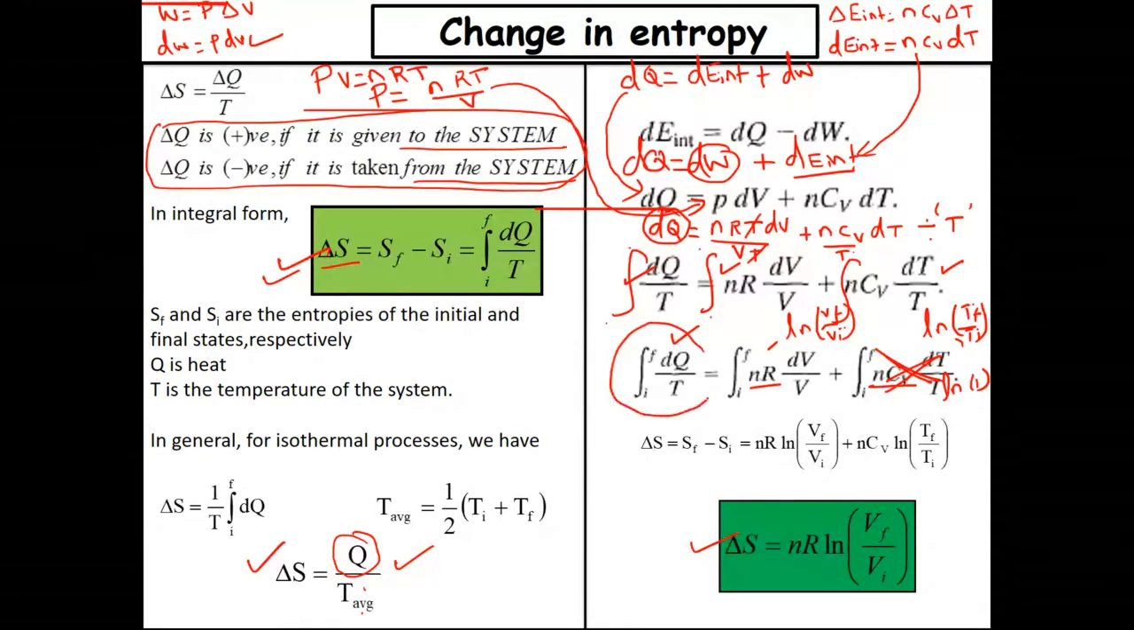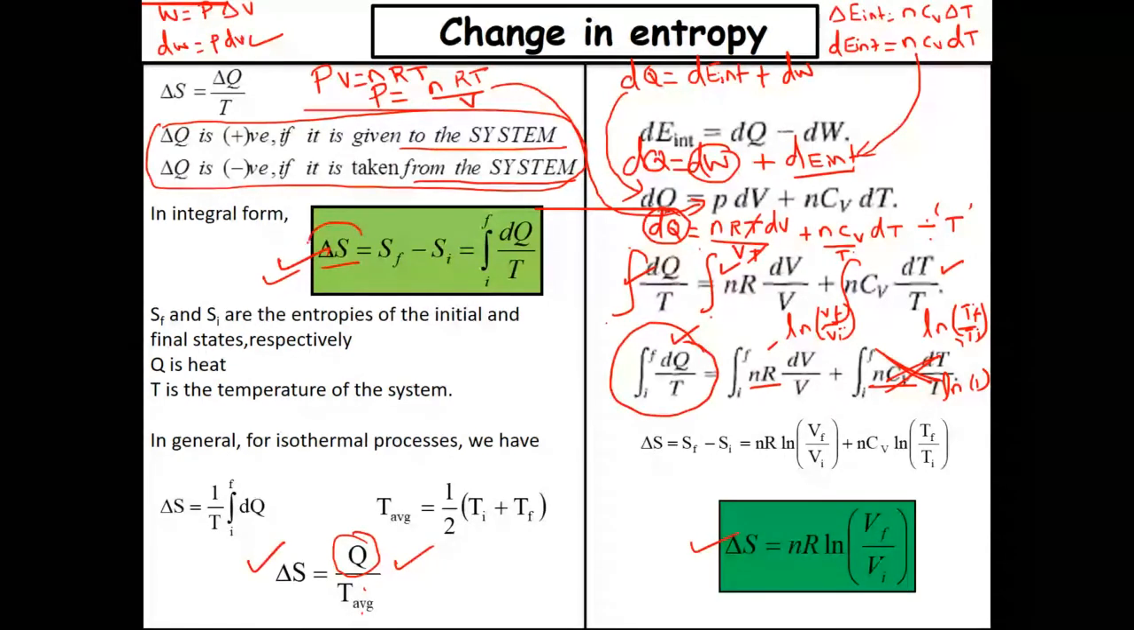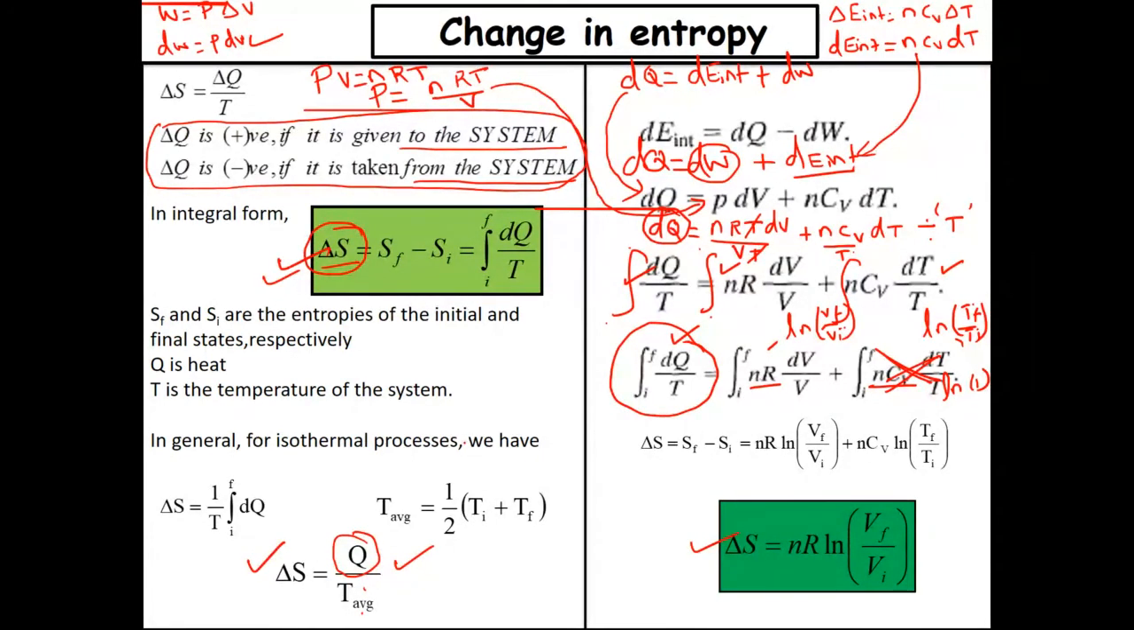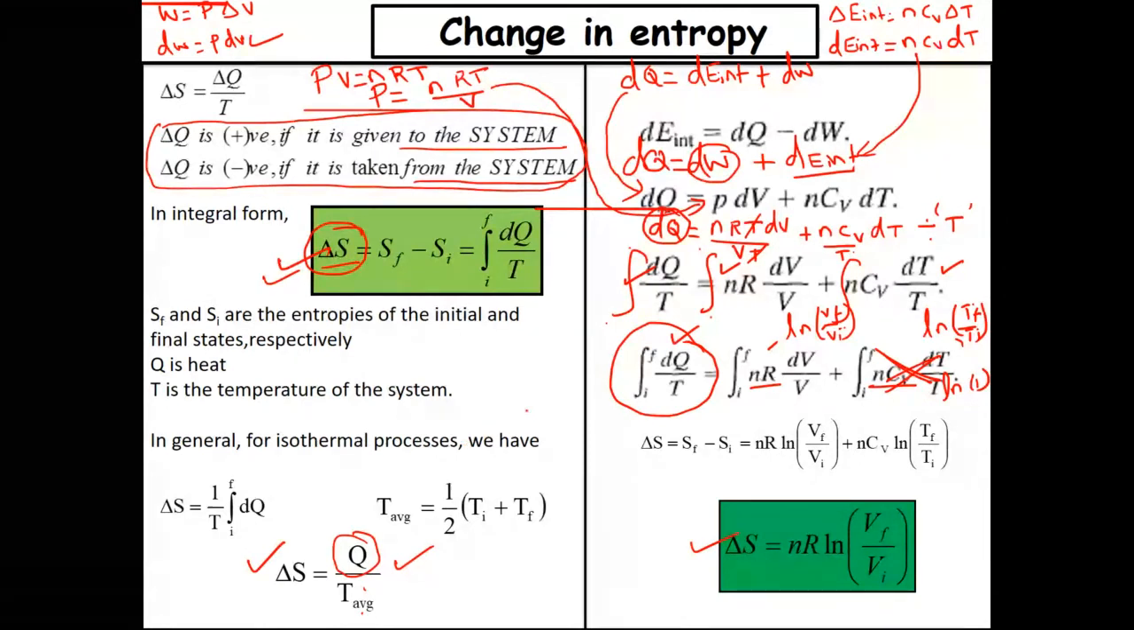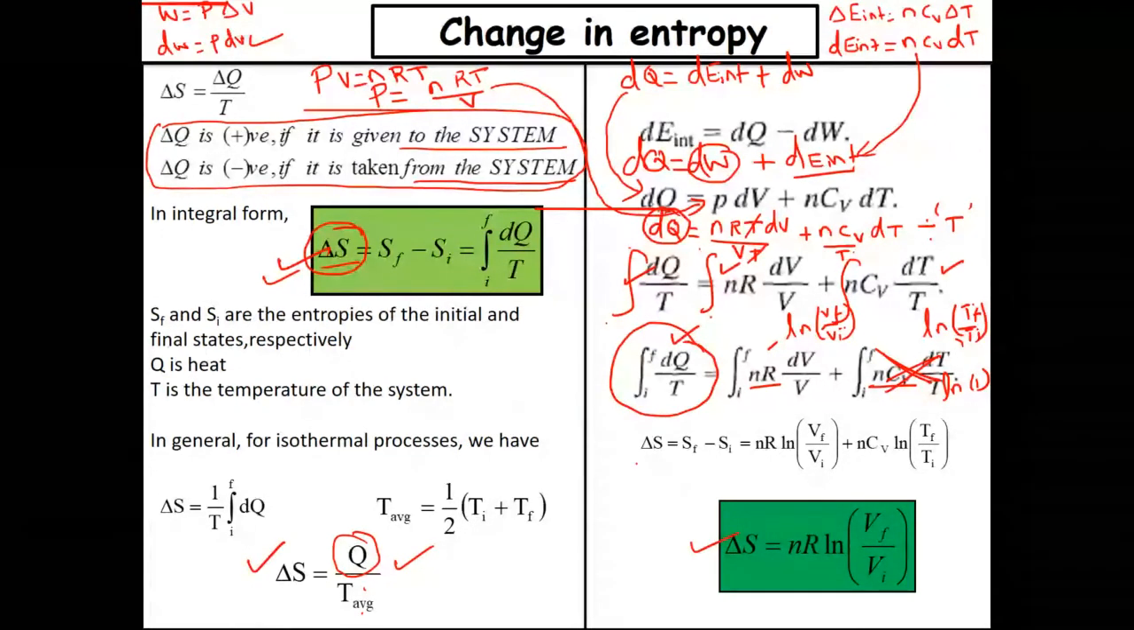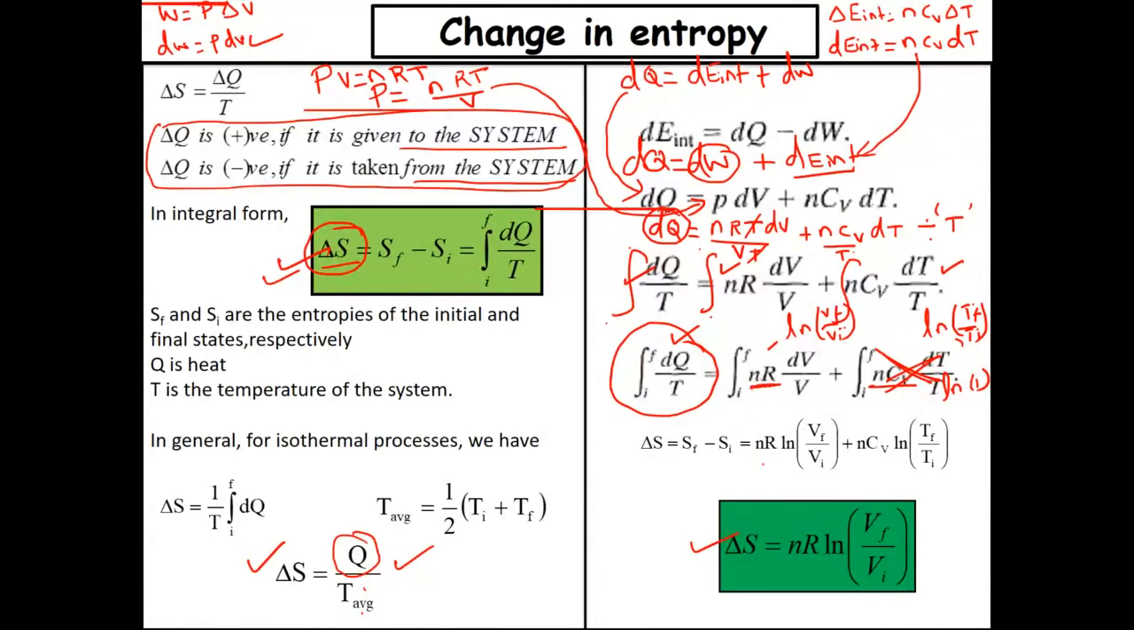And what is this, my dear? This is nothing but delta S, which is the change in entropy. So my change in entropy equals, I can take this term outside, and when you integrate, you will get this term. So another formula for entropy is delta S equals nR natural log of final volume over initial volume. Clear?